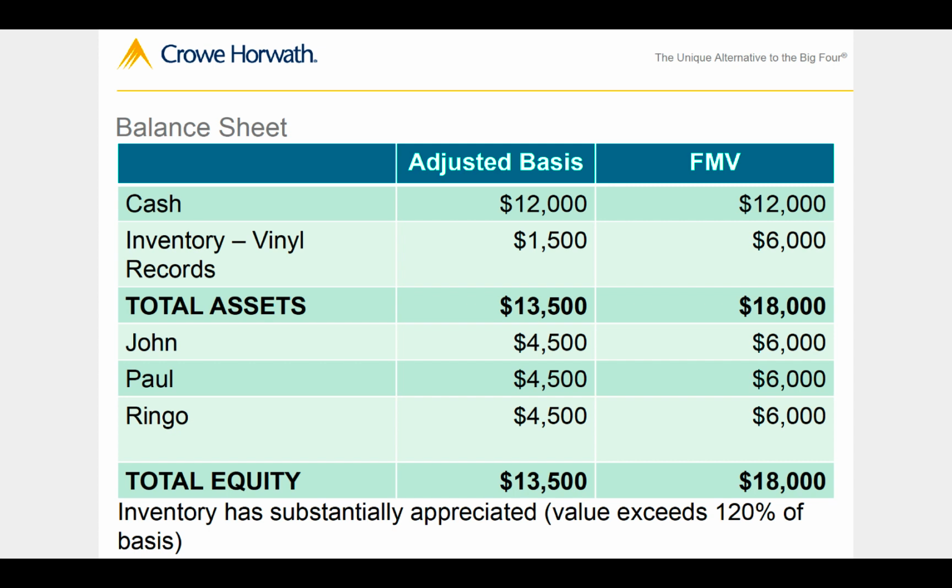So we know that inventory is a 751 asset if it is substantially appreciated. Down here at the bottom, you can see inventory has substantially appreciated because its value exceeds 120% of its basis. Its value is $6,000, its basis is $1,500. That's more than a 120% increase. So we have 751 and non-751 assets. The fair market value of the assets is $18,000, and John, Paul, and Ringo are equal partners, so if we divide this up, they have equal adjusted basis of $4,500 in the partnership and $6,000 of fair market value.